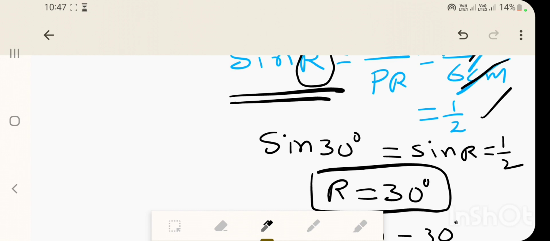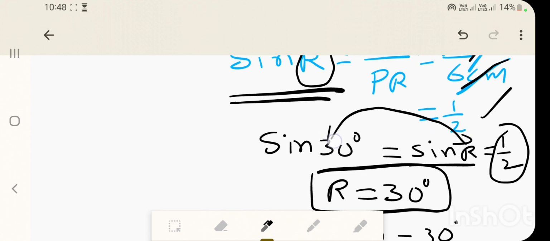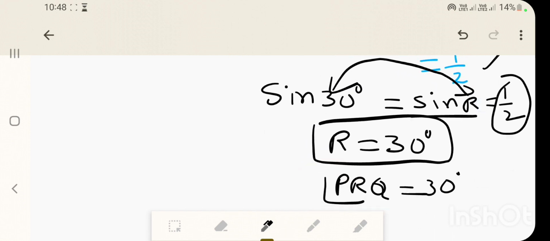In the specific angles, we have seen the trigonometric ratios: sin 30 is 1 by 2. Here we have sin R equal to 1 by 2. So if you compare, we get that R is equal to 30 degrees. Angle R is 30 degrees, which is angle PRQ. Angle PRQ is 30 degrees, which they have asked.